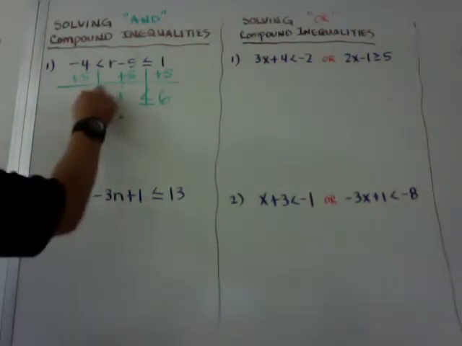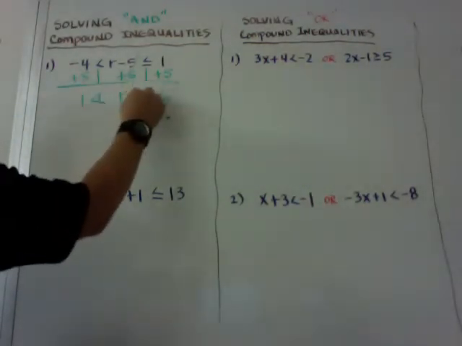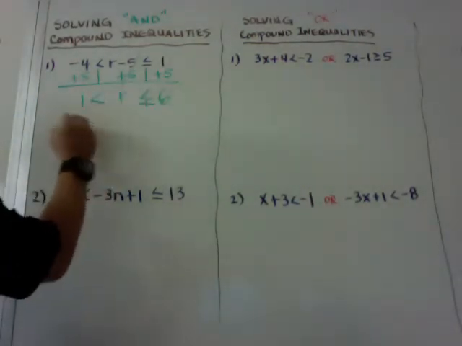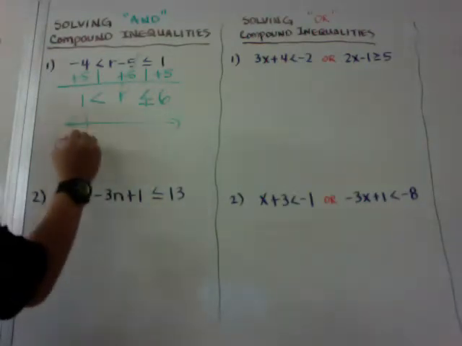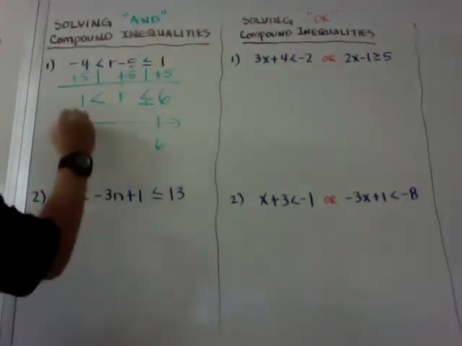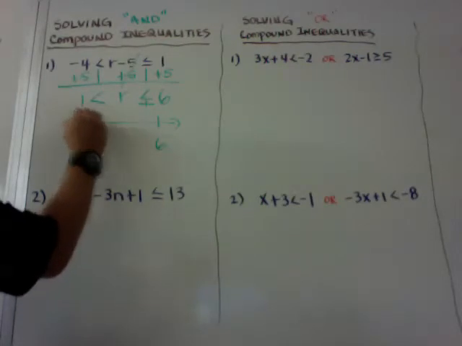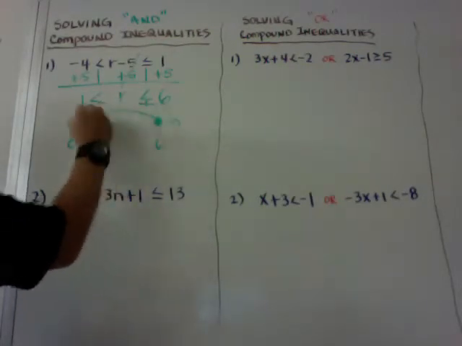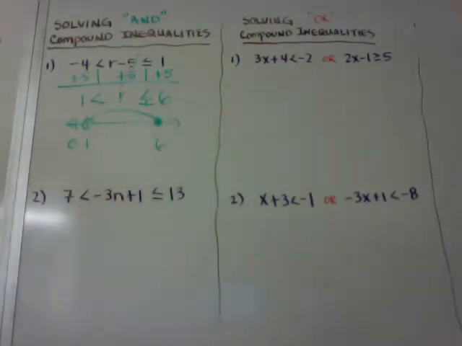Okay, and if you want to erase these, you can erase these. And when I graph it, I'm just going to do it real fast. I put a 1 here, I put a 6 here. My 0 is way over here. Open circle, closed circle, line in between. Okay, here's a little trickier one.